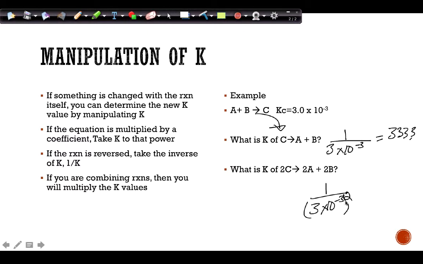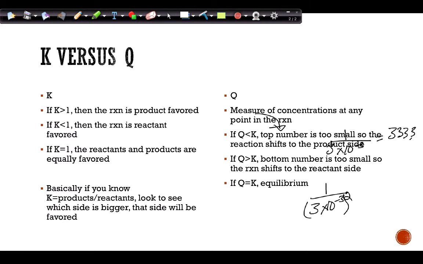So if I were to do that, so 1 divided by 3.0 times 10 to the negative third, squared, this is what I'm going to get for my new K. So I can write it.